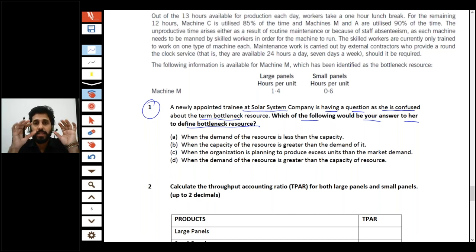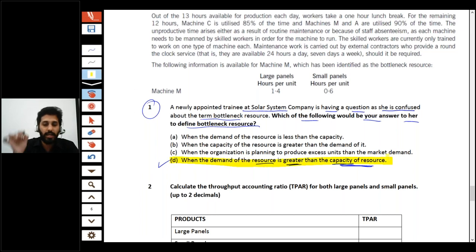I am telling you, the bottleneck resource is that which is in short supply. That means demand is more and your supply is restricted. So that is actually the D answer: when the demand of the resource is greater than the capacity of the resource. This is actually the bottleneck resource, when your demand increases beyond your available capacity.